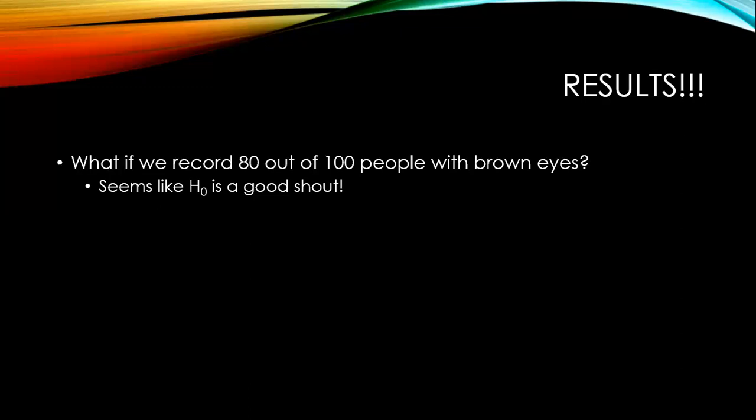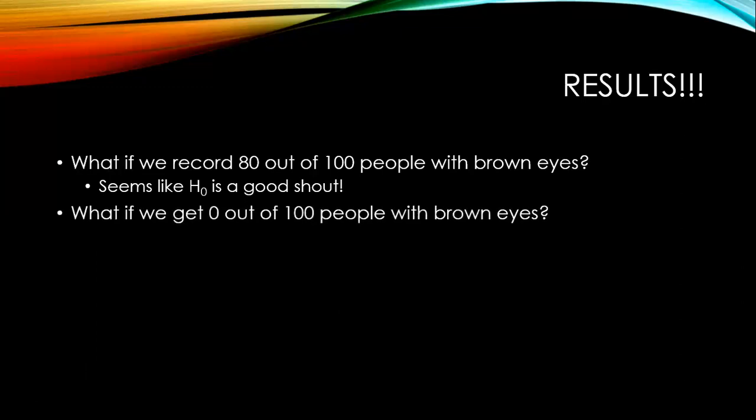But if there was this suspicion amongst people in the town that 80% of people in the town have brown eyes, you've collected a sample of 100 people, and 80 of those 100 people had brown eyes, 80% of those people. Well, this original belief that 80% of the people in the town have brown eyes seems like a very good shout. So that's something that we could get.